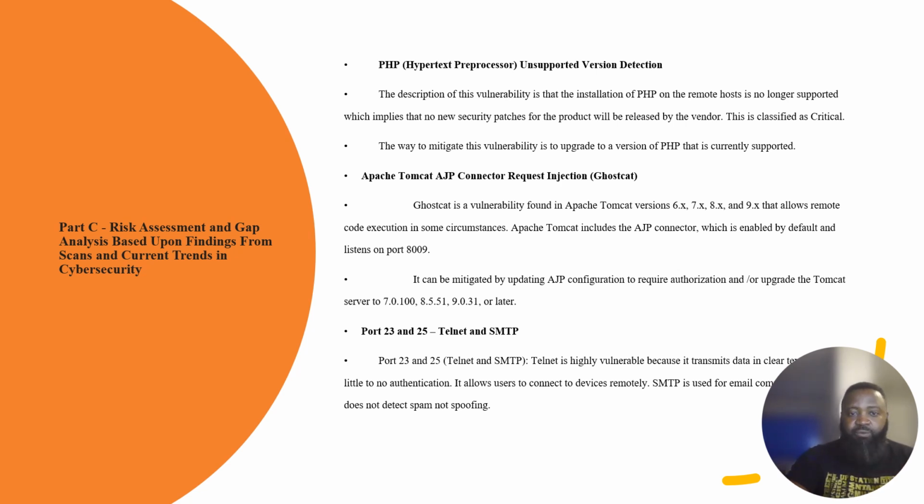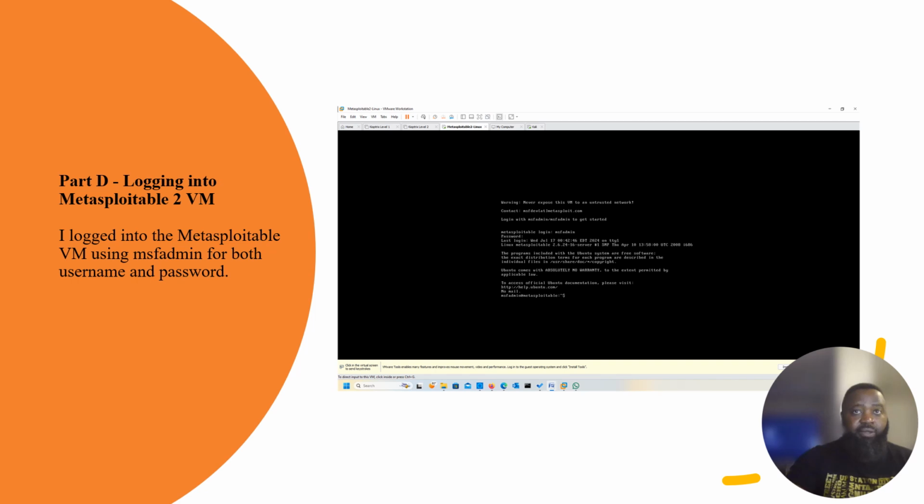And of course, I want us to look at this one. We have port 23 and 25, Telnet and SMTP. Port 23, Telnet, is highly vulnerable because it transmits data in clear text and has little to no authentication. It allows users to connect to devices remotely. SMTP is used for email communications and it does not detect spam nor spoofing. Okay, let's move on to the next slide. Here it becomes a little bit more interesting.